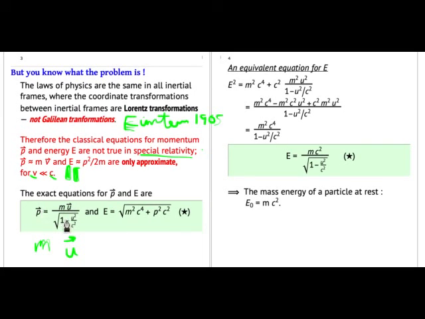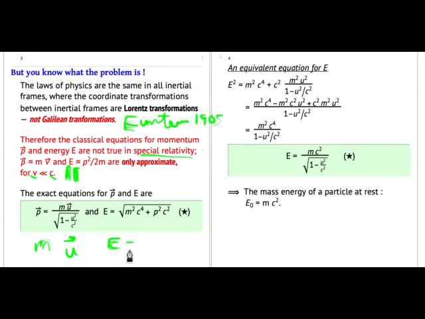And now what about energy? Well, energy in relativity is not only kinetic energy. There are actually two kinds of energy for particles in special relativity. There's mass energy and there's kinetic energy. And the equation for energy is the square root of m squared c to the fourth plus p squared c squared. That's the expression in terms of momentum.